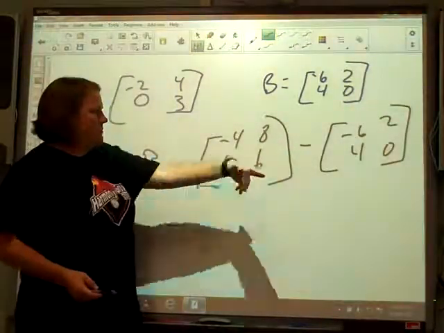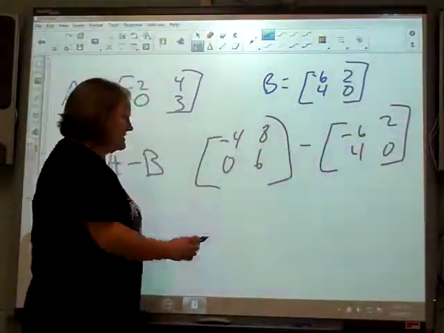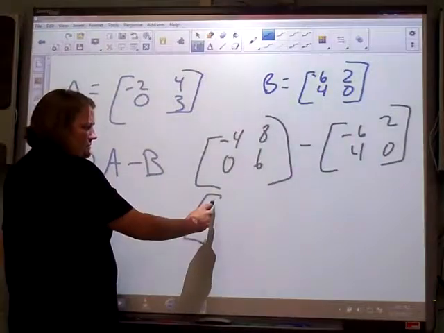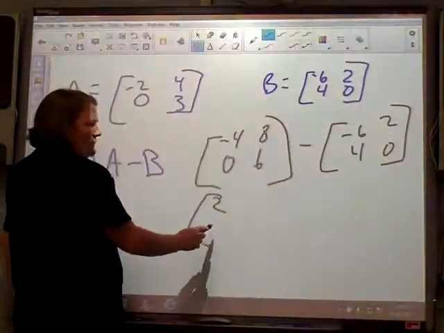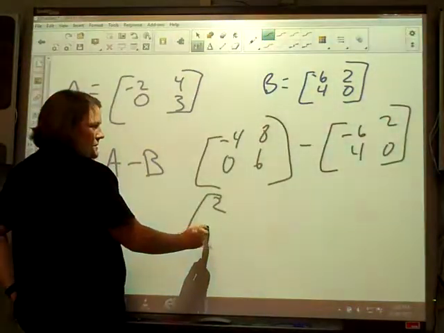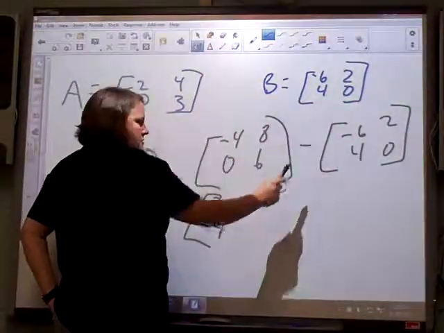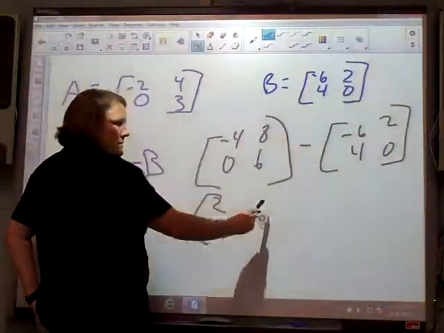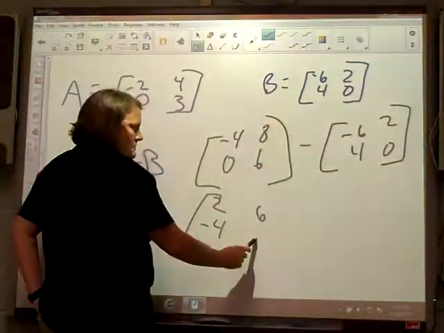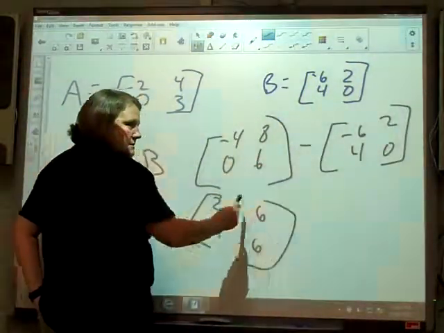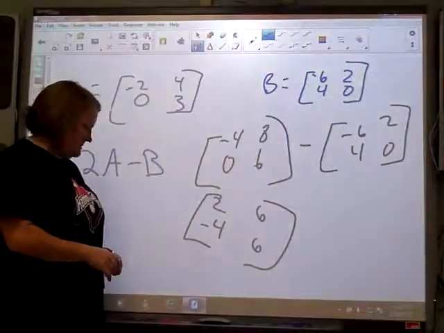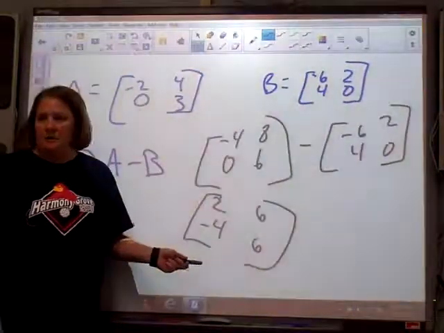Good. So negative 4 minus negative 6, what do I have in top left? 2. 0 minus 4, bottom left. Am I good so far, Mason, with what your calculator said? 8 minus 2, top right. And then bottom right, 6 minus 0. Yeah. Is that what yours had, Mason? Just check and make sure you got it typed in right. Everybody else get that also?